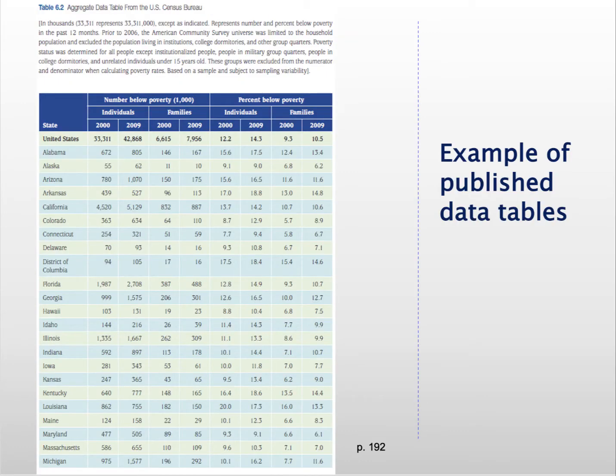So we just have some examples in the book. What you're seeing now is data from the Census Bureau about numbers and percent of people below poverty. We have the aggregate for the US, but they also have it state by state.